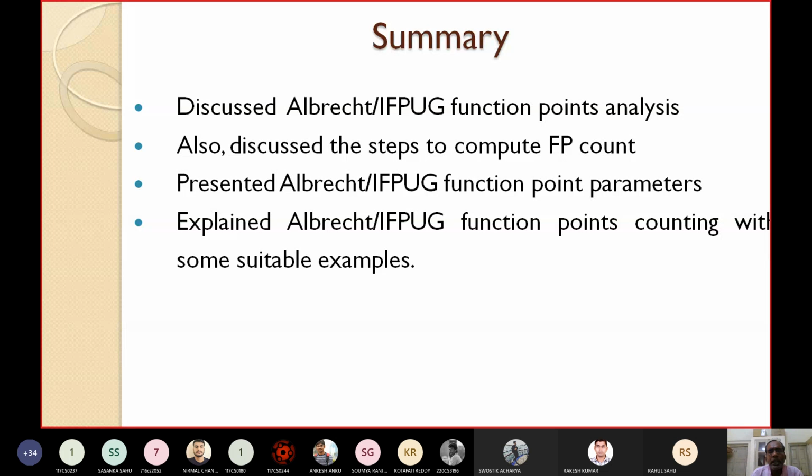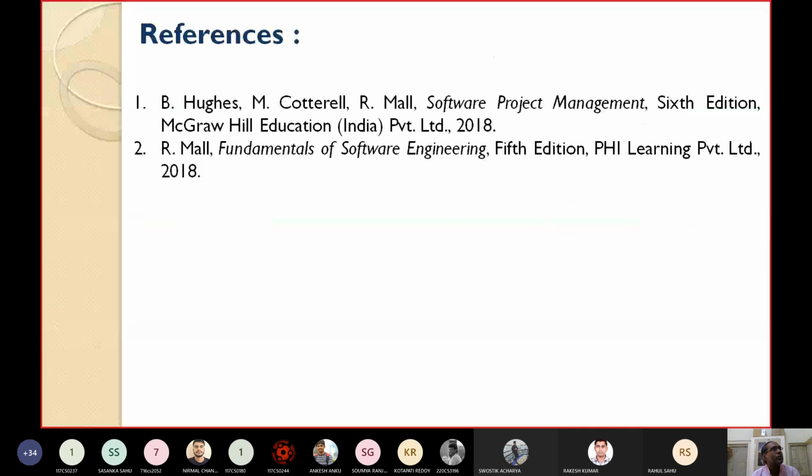Today we have discussed the Albrecht IFPUG function point analysis, the steps to compute the function point count, and presented the Albrecht IFPUG function point parameters or the general system characteristics. We have explained the Albrecht or IFPUG function point counting with several suitable examples. This is what we have discussed today. Basically these things are from book number 1. In book number 2, only the simple unadjusted function point example is there, but the adjusted things are in number 1. You can see both of these books for the details.